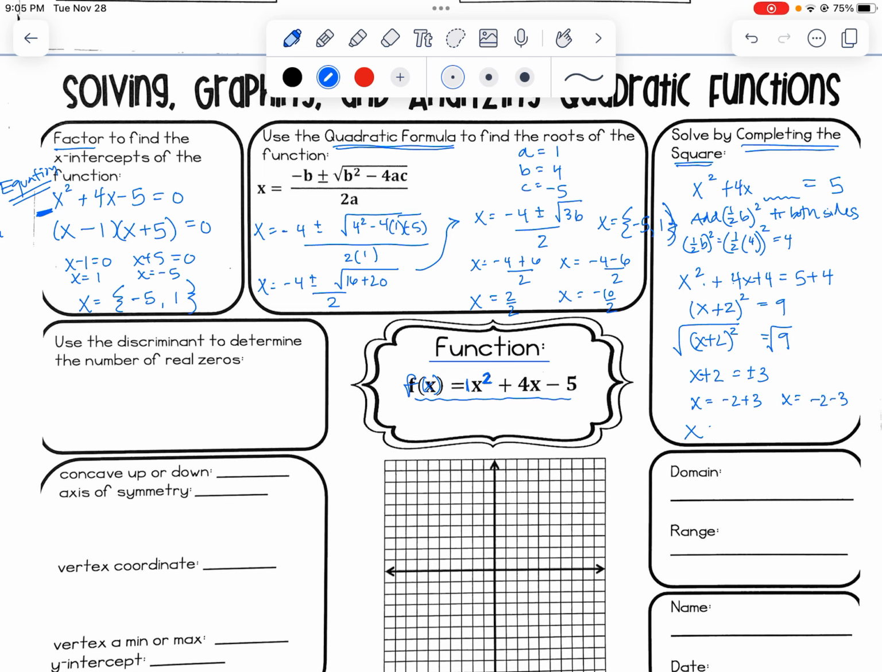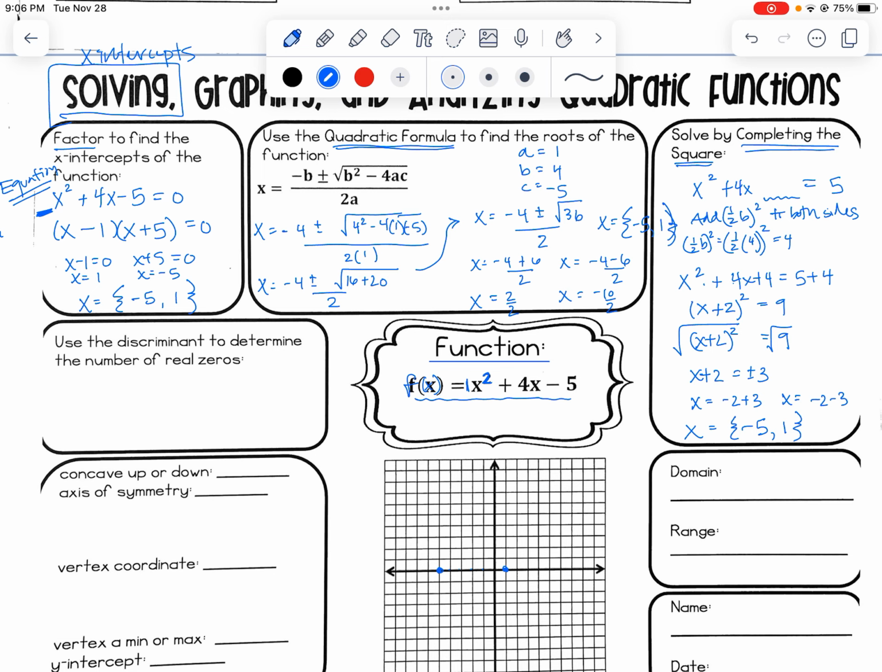Guess what our answers are? X is going to be equal to negative 5 and 1. Three techniques for solving a quadratic function. What have I done? What does all this mean? When I say solving, I'm asking you to find the x-intercepts. Set the function equal to 0 and find out what x values make it equal 0. I know now, no matter what this parabola looks like, that negative 5 and 1 are where that function crosses the x-axis.